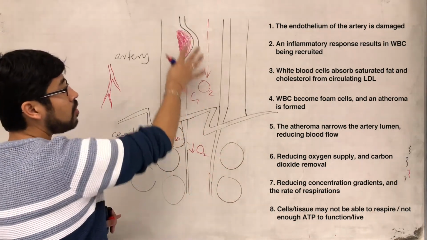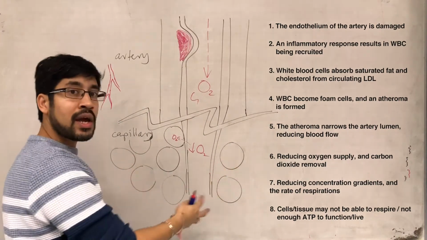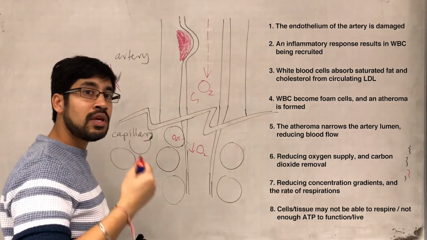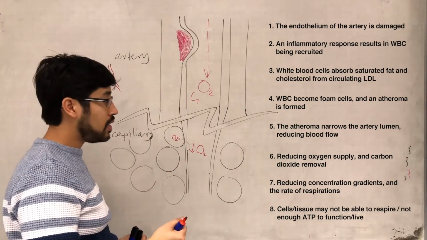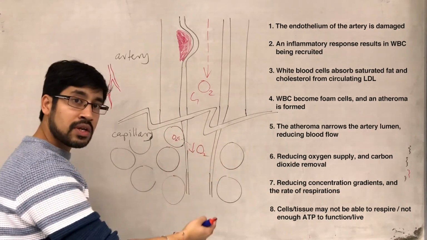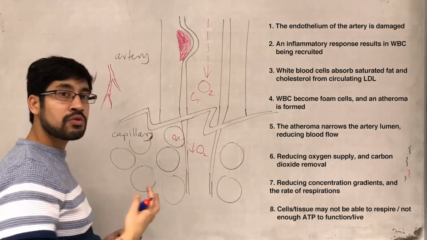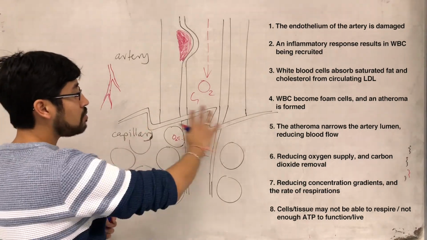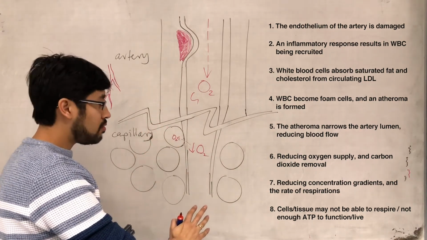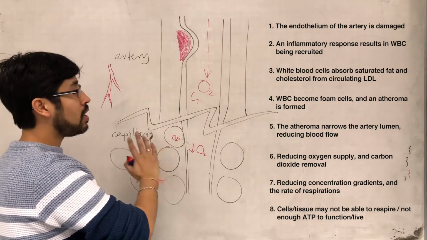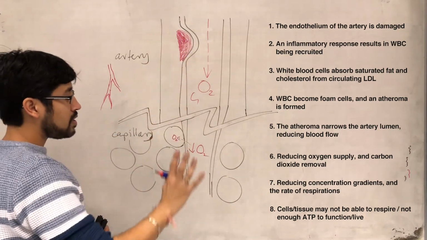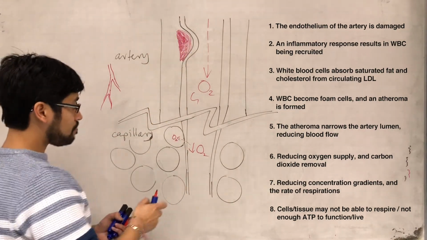So if this was a coronary artery, we are talking about cardiac cells here. We're talking about cells of the heart that need oxygen in order to keep contracting. So if they can't do that, then these cells could stop functioning. In a worst case scenario, they could just die altogether, and there'd be a significant part of the heart that is not contracting, right? And that could then result in a heart attack, okay? So this is atherosclerosis and its consequences.